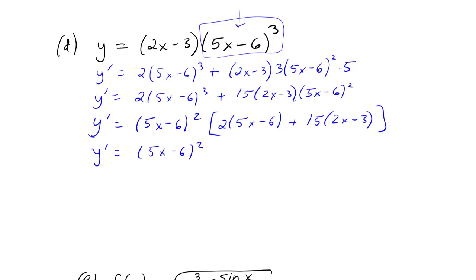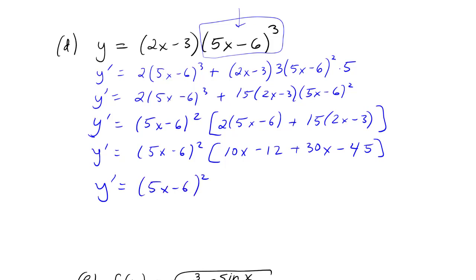So clean that up a little more. 10x minus 12 plus 30x minus 45. And now 5x minus 6 squared times 40x minus 57. There you go.